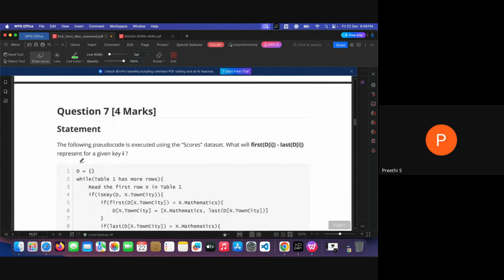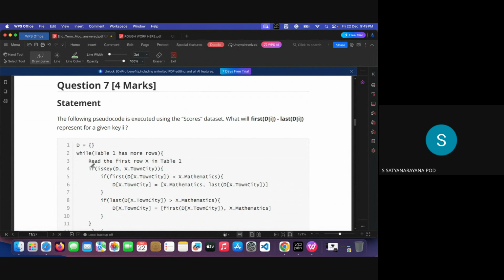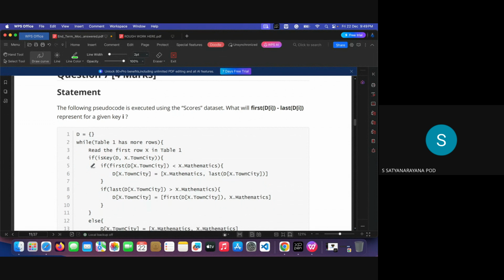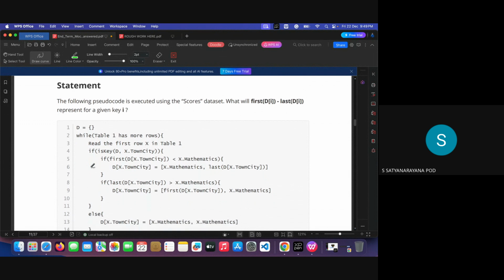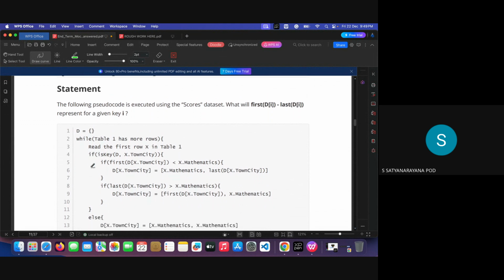Yes, sir. Now, the pseudocode of the scores dataset. What are first and last? First of D minus I and last of D minus I represent values for the given I. Let me see that. The first row of that scores dataset, so that student card is extracted. Is the city available? No, definitely the city is not available.